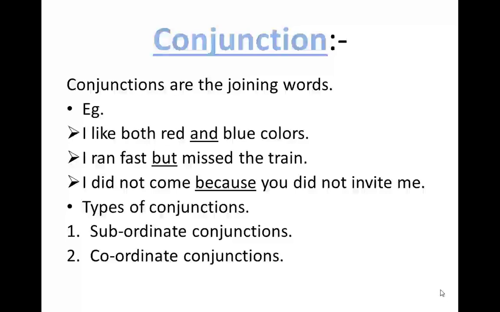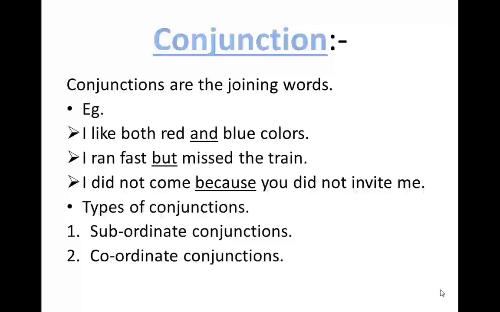Is it clear? Coordinate conjunctions. These conjunctions join sentences of equal rank. Equal rank means both are important. Is it clear? Coordinate conjunctions are used to join two sentences where both parts are important and of equal rank, which means you cannot exclude or omit any part of that sentence. Both are of equal importance. And subordinate conjunctions are the ones that depend on each other, and then we use subordinate conjunctions.